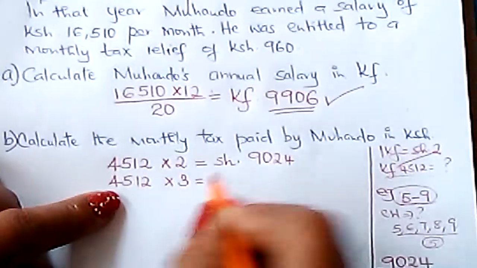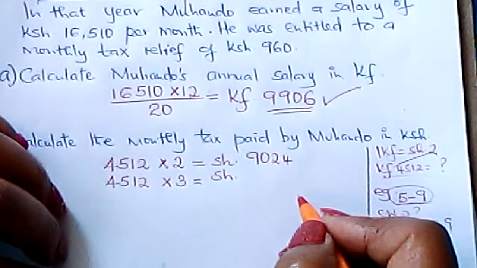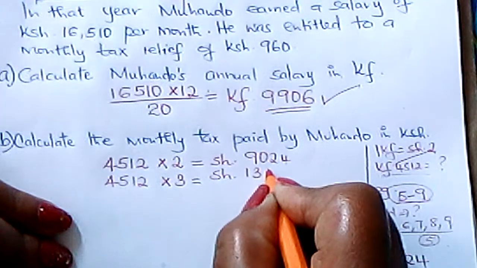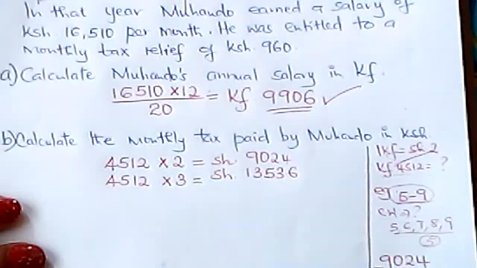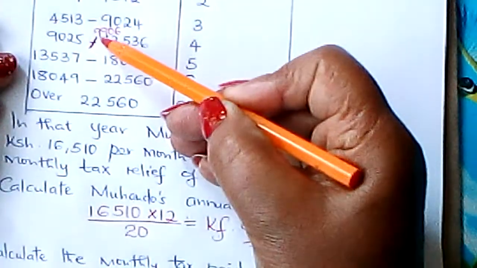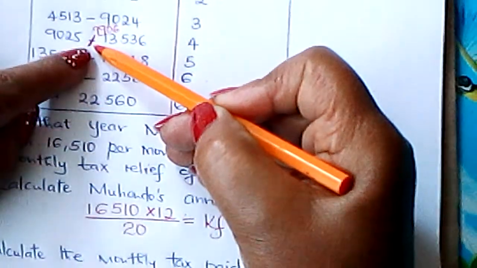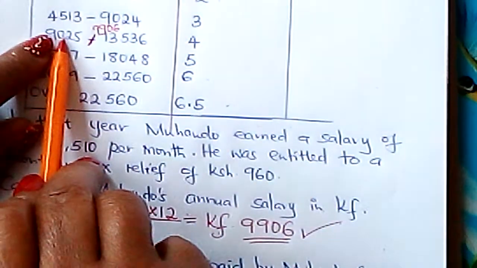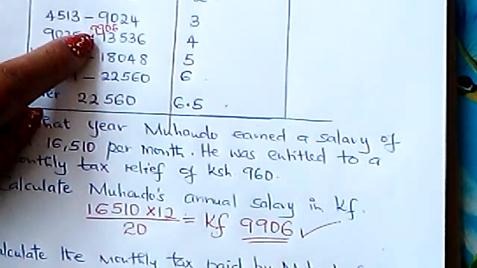Here we are multiplying by 3 shillings, Lana, and therefore multiplying this using a calculator, you should get 13,536. We go to the final band, Lana. Look at this, the final band. Our 9906 is lying here. Finally, and therefore how will you get this? You either subtract this and you add 1, or you take your 9906, you subtract the upper number there.